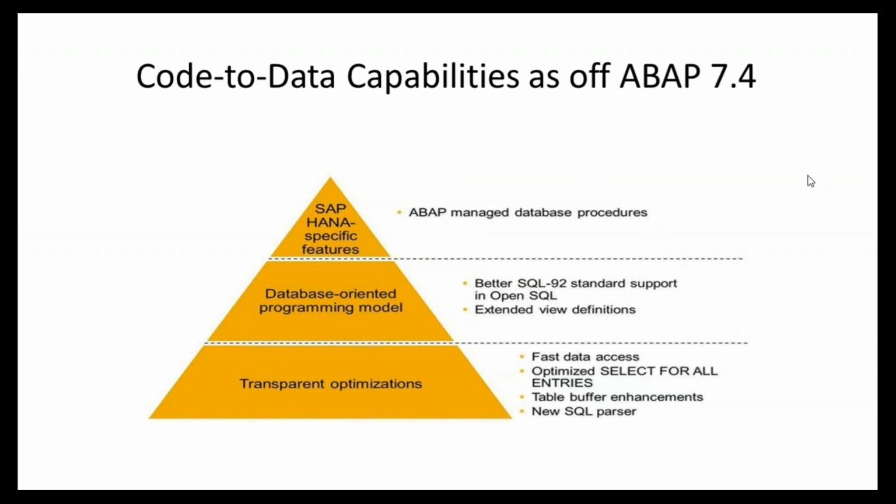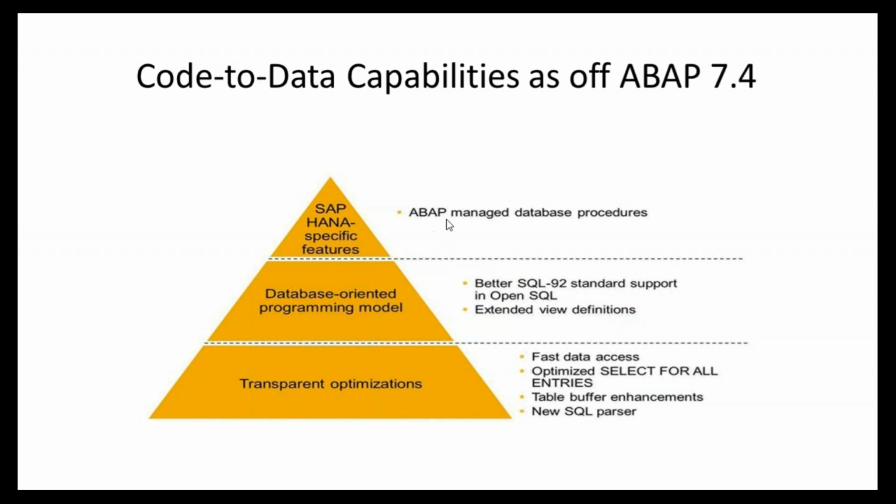Now, core data capabilities as of ABAP 7.4: we have transparent optimizations, we have the database oriented programming model, and we have SAP HANA specific features. So fast data access, optimized SELECT FOR ALL ENTRIES, table buffer enhancements, new SQL parser. We have better SQL statements, SQL 92 standard support in OpenSQL, extended view definition. So here the SQL coding is also enhanced specifically for SAP HANA. There are some features which have been specifically added for the HANA platform.